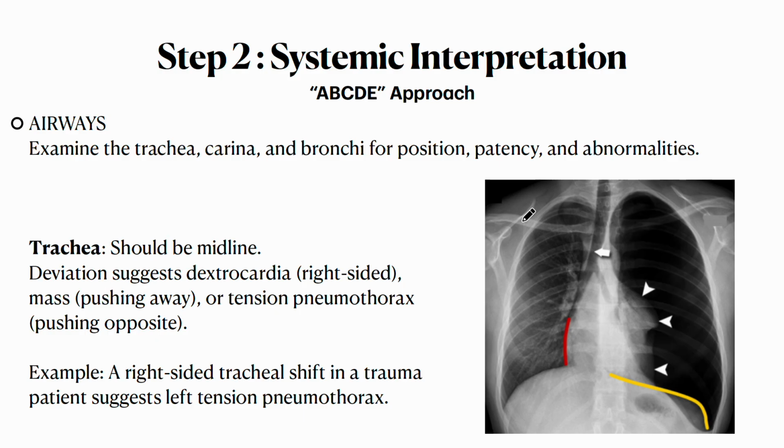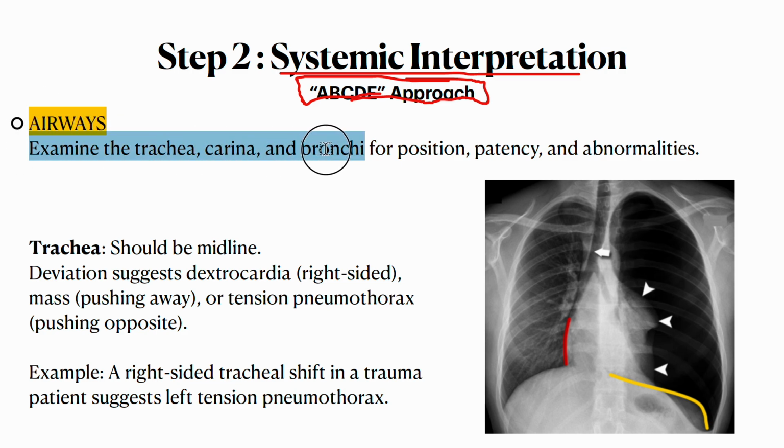Let's talk about step 2, where we do the systematic interpretation by the ABCDE approach. A is airways, B is breathing, C is circulation, D is diaphragm, and E is everything else. Let's begin with airways. In airways, we have to examine the trachea, the carina, which is the bifurcation point of the trachea at T4 or T5 level, and the bronchi for position, patency, and abnormalities. That is what we assess in our airways, right?